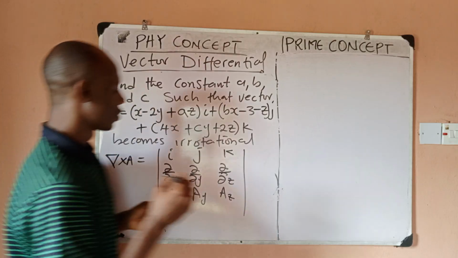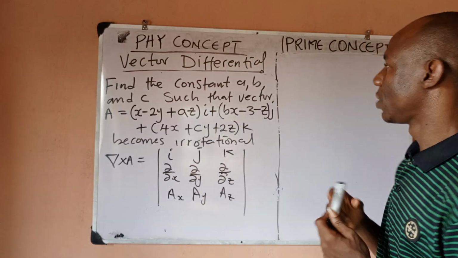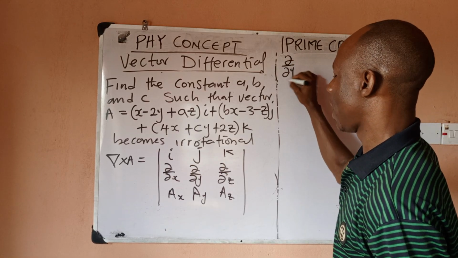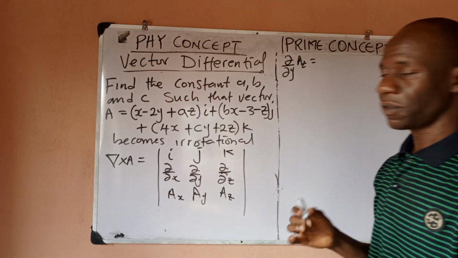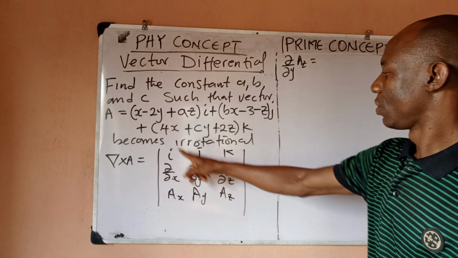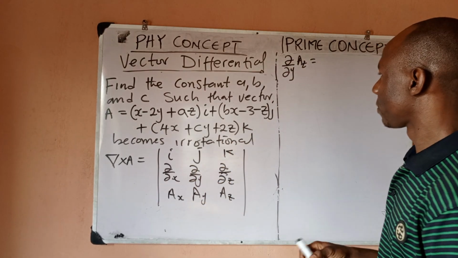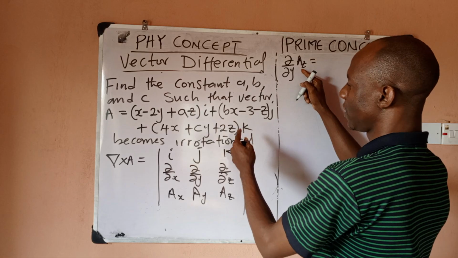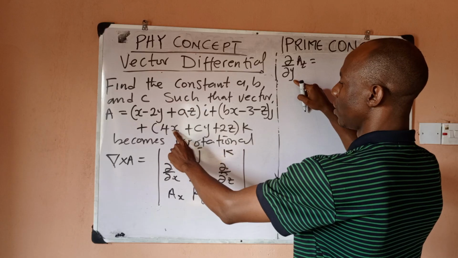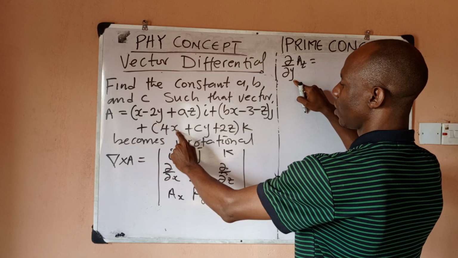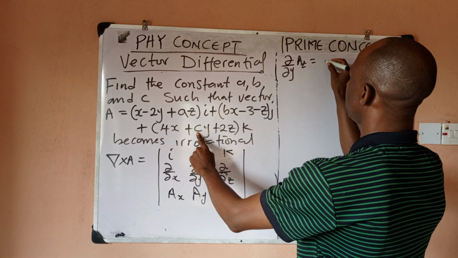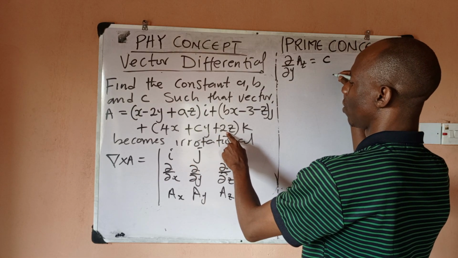Now, I'm going to go straight because we have been doing this already. I need to find the derivative of Az with respect to y. So I'll find all I would need to get the determinant of this matrix. I'm differentiating Az. What is Az? Az is this part connected to k. I'm differentiating it with respect to y. If I differentiate this, it is 0, because this does not contain y. If I differentiate this that contains y, I have c. If I differentiate this part that does not contain y, it is 0.